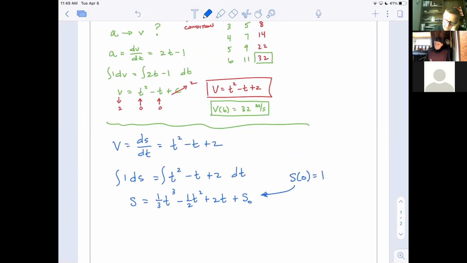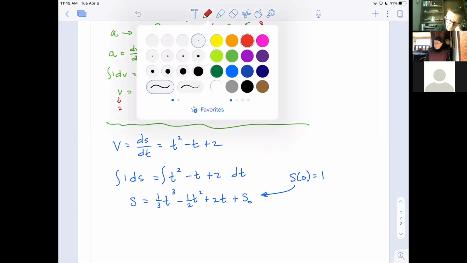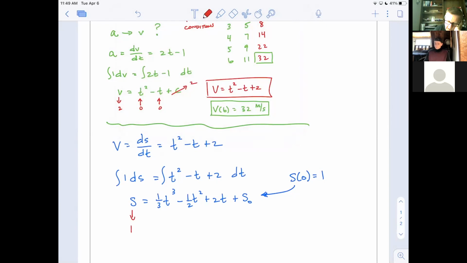If I put 0 in there, I'm supposed to get 1. So I'm supposed to get a 1 out when I put 0 in. Thank God it was 0 for time. If it had been like 3 seconds for time, I'd have a lot of thinking to do, but that basically just means, sweet, S0 must be 1 then. So now I have a position equation.